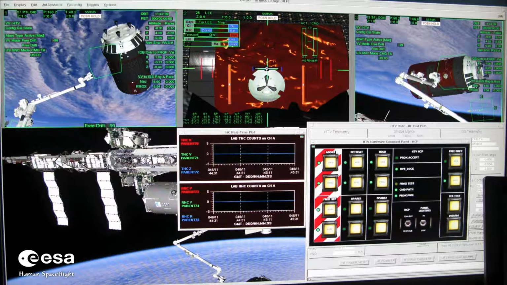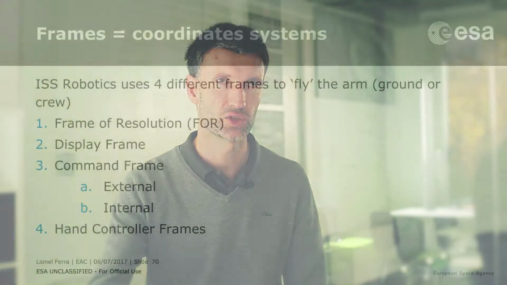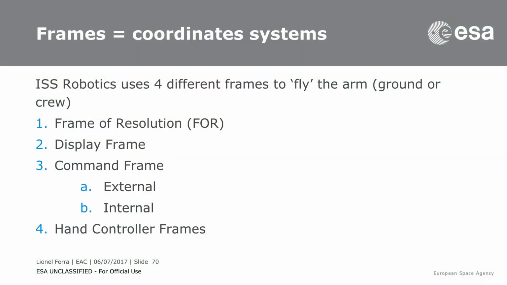When you fly the arm, as I said, we teach during basic training not only how to use this interface and how the mechanical interface is built, but also the mental math you need to do when you fly the arm, how you actually manipulate that. So in robotics, we use 4 different coordinate systems. The frame of resolution is the frame which is at the end of the arm. So this is the thing that you are really flying.